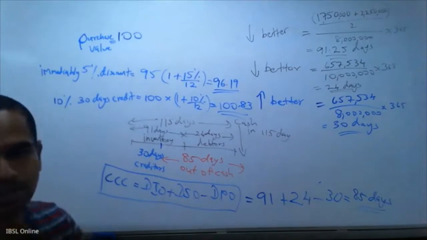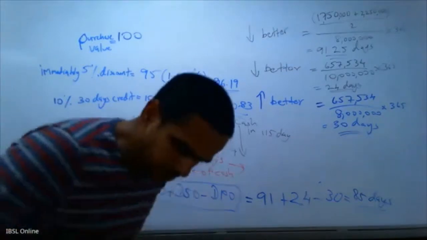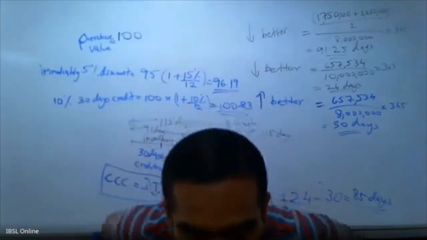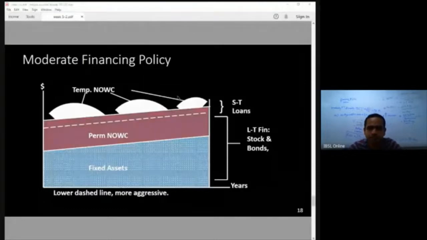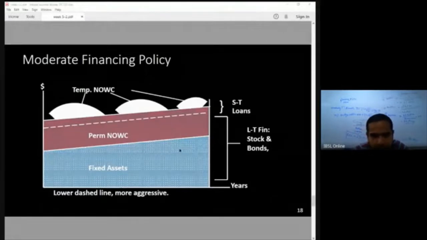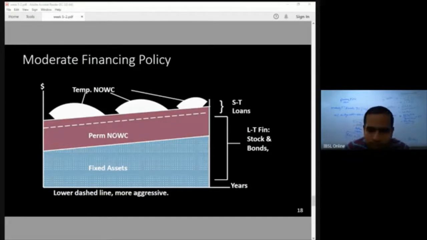If you look at this graph, it will show the amount of fixed assets that you have over a period of time. The fixed assets might increase. How you fund your fixed assets, and then on top of that you have your working capital, right? You might have temporary working capital or permanent working capital. How you are funding it will decide whether you are aggressive or conservative.